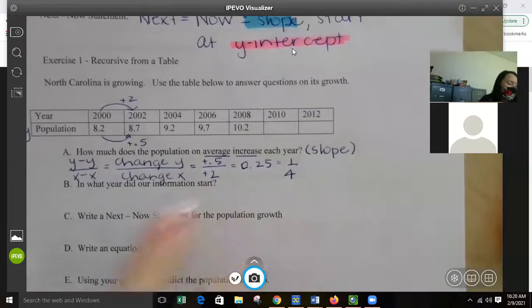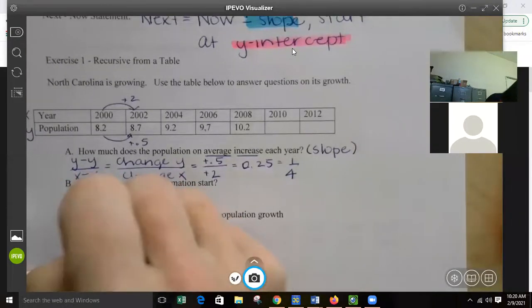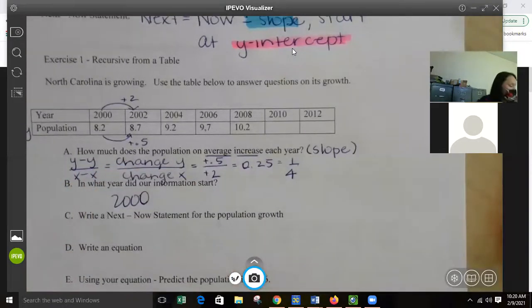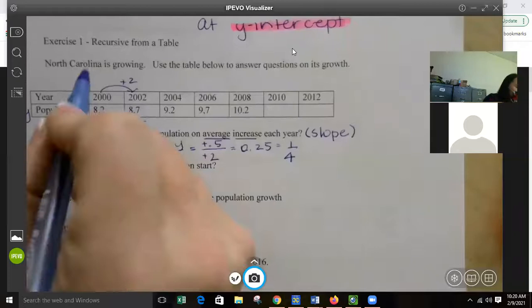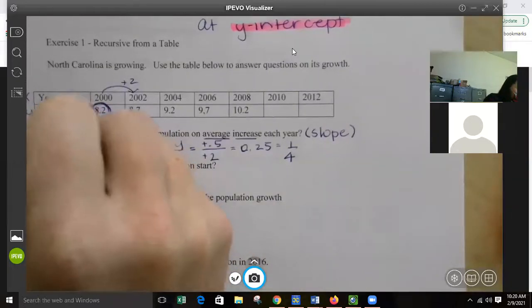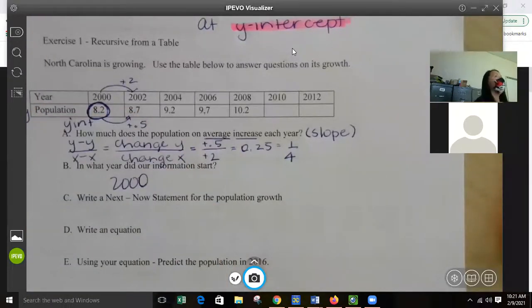All right. In what year did our information start? What year did our chart start? 2000. All right. So this is not our y-intercept. Remember, our y-intercept is wherever it starts, which is 8.2. Years make it a little different. We'll talk about those later on. But when we're talking about years, your chart is really going to start with that, okay? So again, any other time we want zero.